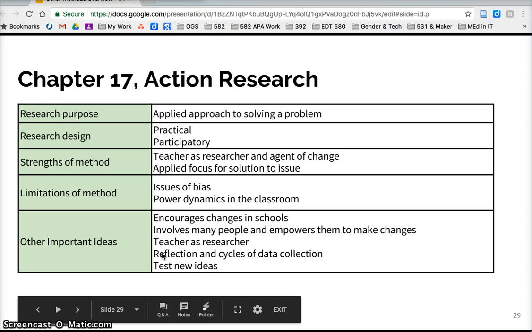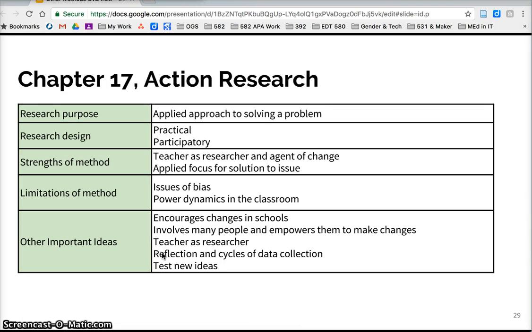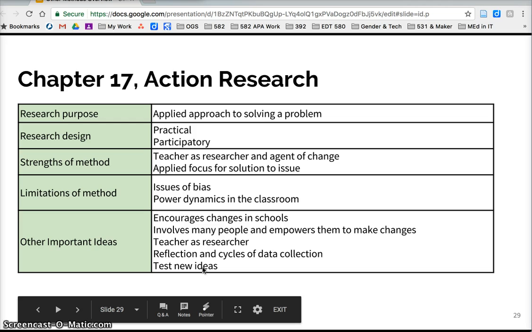Chapter 17 is action research, and I'm going to go ahead and pause the video here and start again in just a minute with a last video to finish out the content.